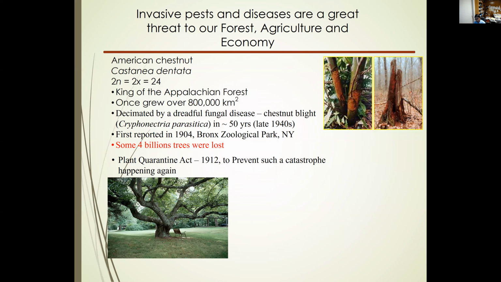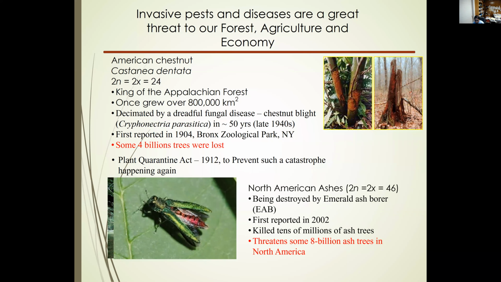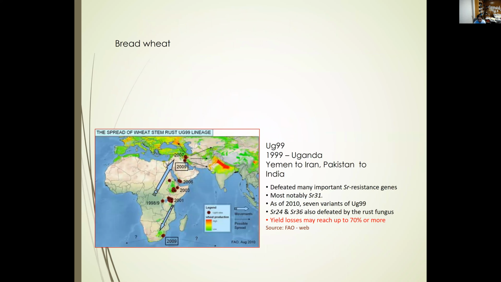Here is an example of Japanese chestnut trees and American chestnut trees. I'll show you in a different slide. Another example is the emerald ash borer, an invasive pest first reported in 2002, which has killed millions of ashes and threatened some 8 billion ash trees in North America. We work with this breeding program, doing cytological analysis for them, and the same for the chestnut as well.